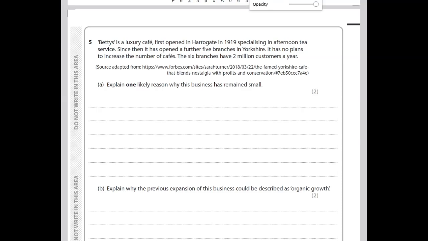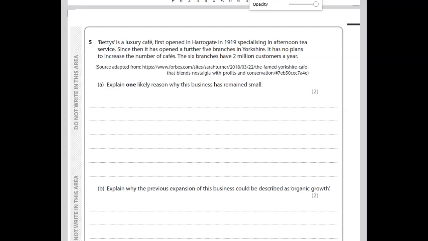Question 5 reads, Betty's is a luxury cafe, first opened in Harrogate in 1919, specializing in afternoon tea service. Since then, it has produced a further 5 branches in Yorkshire, and has no plans to increase the number of cafes. The 6 branches have 2 million customers a year. Explain one reason why this business has remained small.